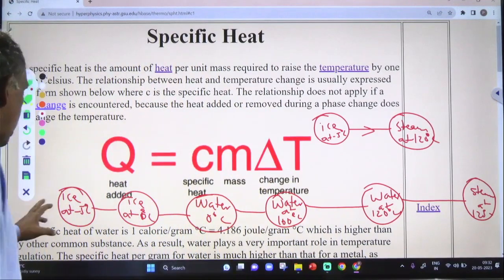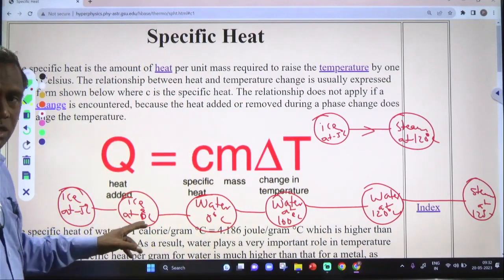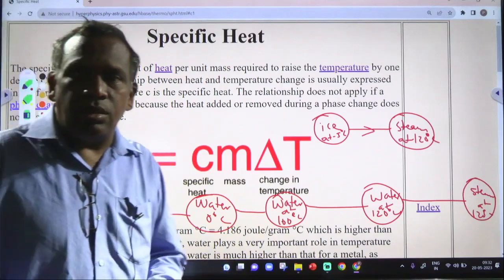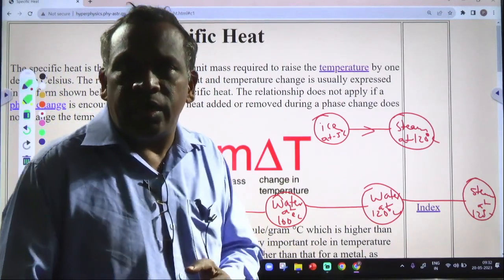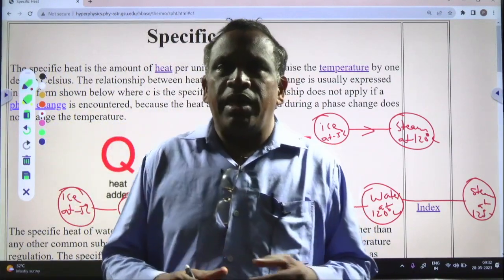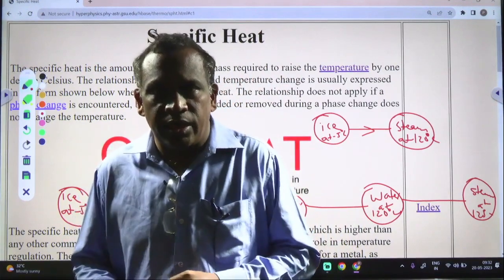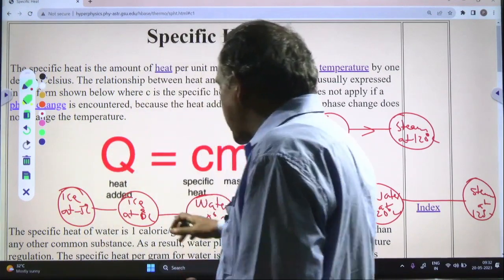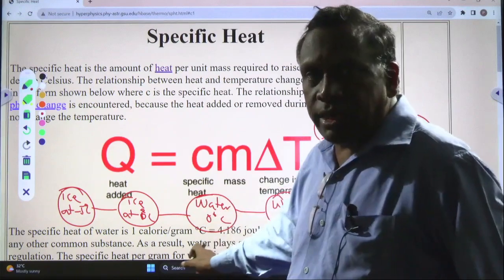If you observe, ice at -5 will first reach ice at 0 degrees centigrade. What is 0 degrees centigrade? Melting point. The melting point of ice is 0 degrees centigrade. Ice at 0 will be converted to water at 0 degrees centigrade.